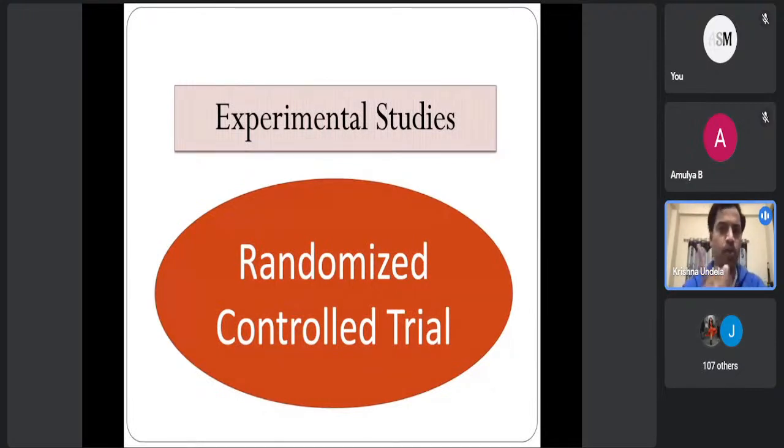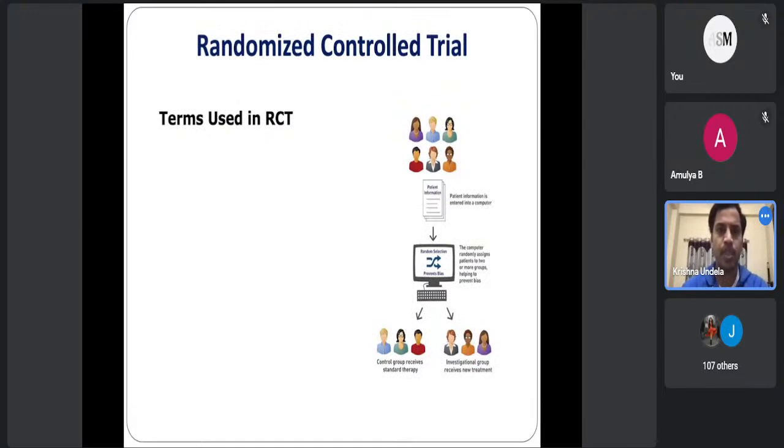Yeah. So that's what we are going to be discussing. In the experimental studies, we have only one example. That's a randomized control trial. And whenever you go and see any randomized control trial article, usually there are so many terminologies you're going to see, especially in the methodology section. And those terminologies are very important. You need to understand the meaning of each and every term they mention in the methodology.